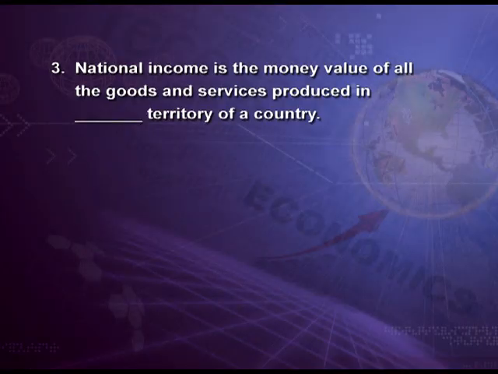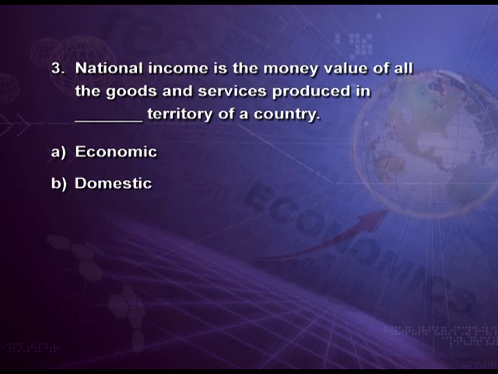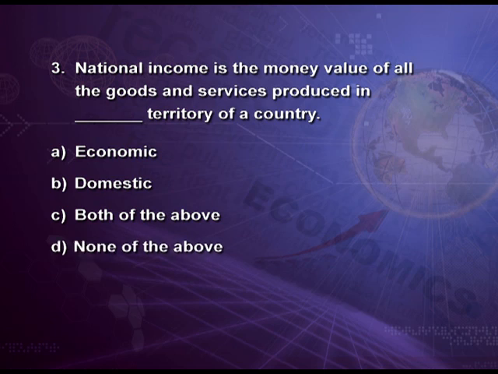Question number third is, national income is the money value of all the goods and services produced in dash territory of a country. Option 1, economic territory. Option 2, domestic territory. Option C, both of the above. And option D, none of the above. Yes, it is domestic territory of a country, that is option B.